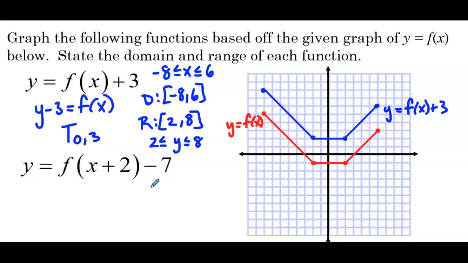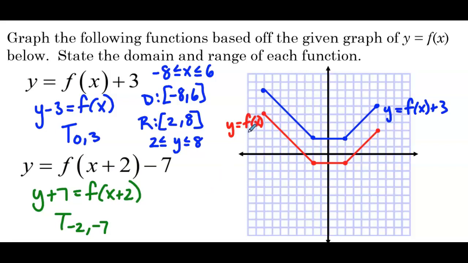The other function they want us to graph is y equals f of x plus 2 minus 7. So I'll add 7 to both sides. So y plus 7 equals f of x plus 2. So our translation there, so x plus 2 means subtract 2 from the x's. Y plus 7, subtract 7 from the y's. Okay, so that means we're going to move each point to the left and then down 7.